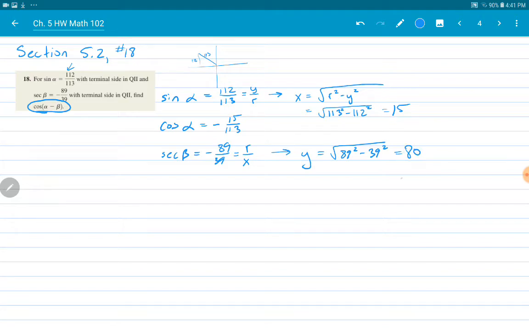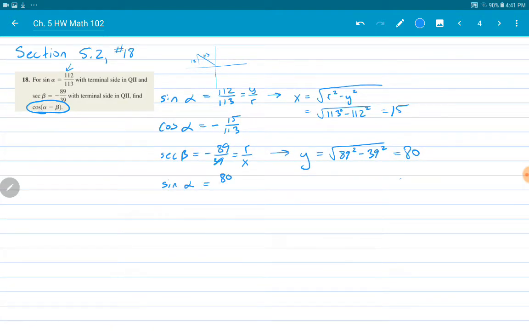For y. So that tells me that sine of beta, it's in quadrant 2, so it's going to be positive, and it'll be y over r, which is 80 over 89. And cosine of beta is x over r, so that's just the inverse of secant, which is negative 39 over 89. Quadrant 2, so it's negative.